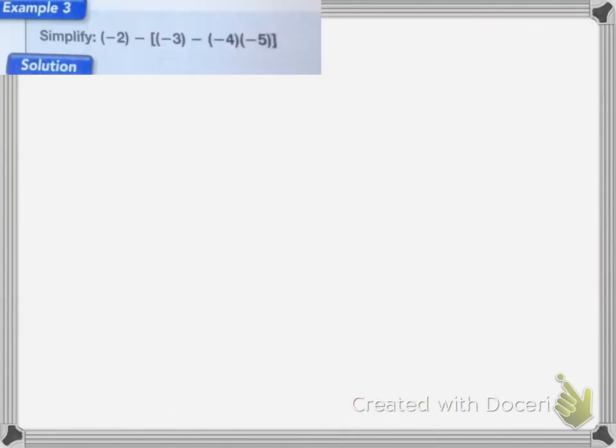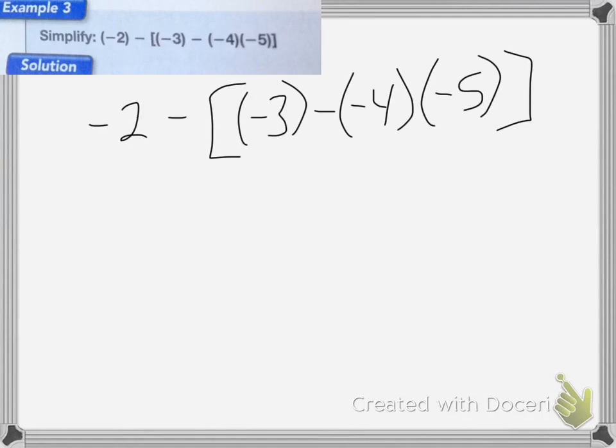Okay, let's do one more example. I'm going to write it out first. In this case, we only have two terms. We have the negative 2 and then everything in the brackets. So I'm going to draw my slash after the negative 2. My negative 2 is just going to remain the same throughout the whole problem till we get to it. Now I'm going to worry about what's inside the brackets.